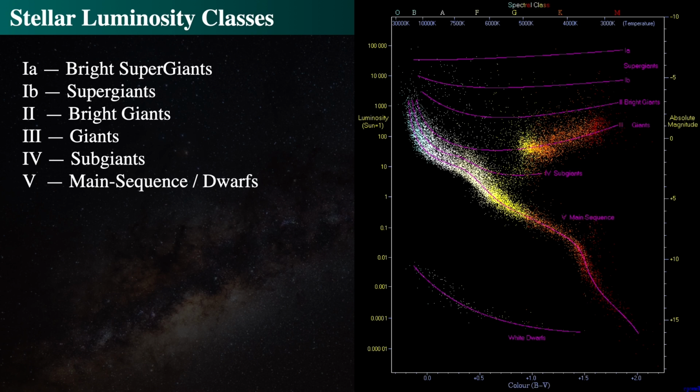We have the bright supergiants, which are the brightest of the giants, then the supergiants, bright giants, giants, subgiants, and main sequence or dwarf stars. So main sequence stars, like the sun, are called dwarfs. Everything else is a giant, unless it's a white dwarf, and white dwarfs don't have a stellar luminosity class.